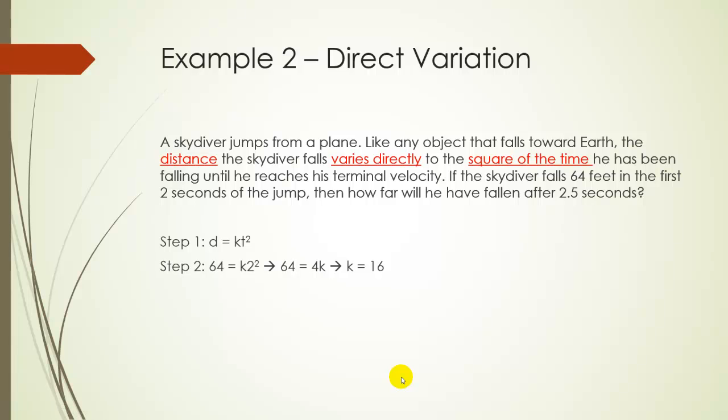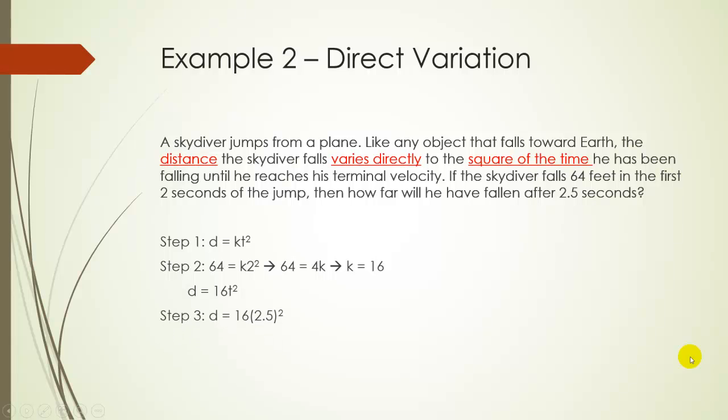So for step 2, we just want to plug in our numbers. That's our second sentence. If a skydiver falls 64 feet in the first 2 seconds, so we have 64 for distance and 2 for time. So we have 64 equals k times 2 squared. Well, 2 squared is just 4. So we have 64 equals 4k. Divide both sides by 4, and we get that k is 16. So plugging that 16 back in for k, we get distance equals 16 times t squared.